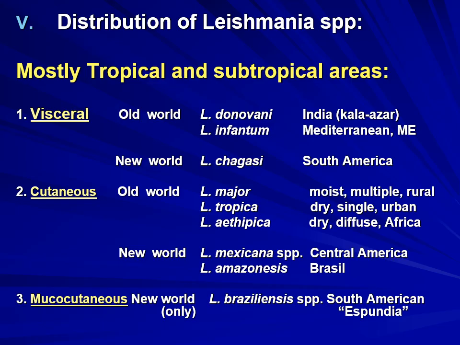And then the mucocutaneous form occurs only in the New World, and it is produced by Leishmania brasiliensis. This is called the South American Espundia. Commonly they call it Espundia there, which destroys the mucosa of the nasopharynx. Now you may notice that in South America we have, for example, Leishmania amazonensis as well as Leishmania mexicana and Leishmania brasiliensis. So how can we distinguish between those? Actually, we cannot, morphologically or under the microscope.